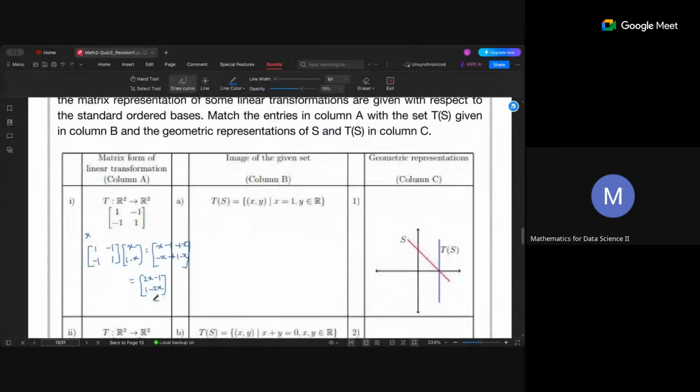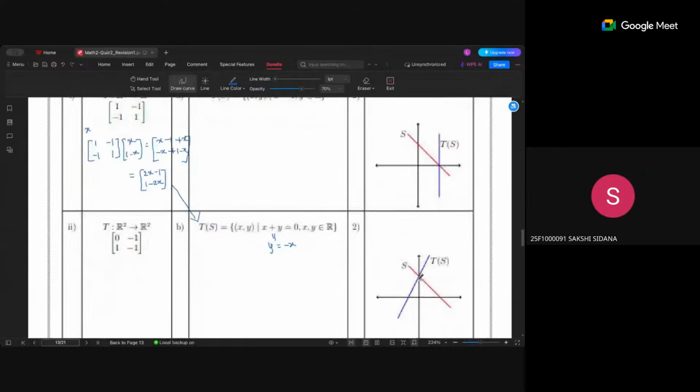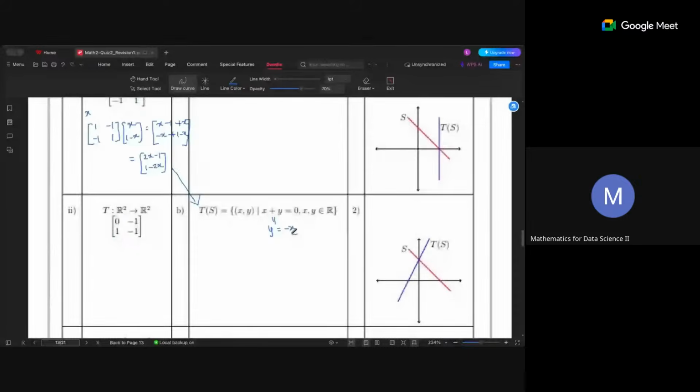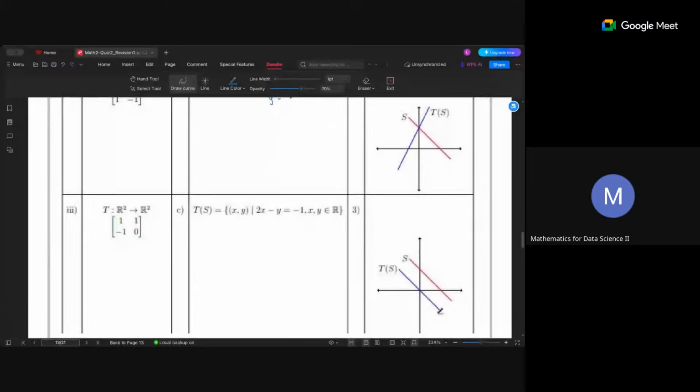So here you see that y is equal to minus x. Does this satisfy this relation? Yes, ma'am. So you see that this is the image. S is always the same, only your T of S changes, and y is equal to minus x, which is a line passing through the origin. So this is the option matching with it.